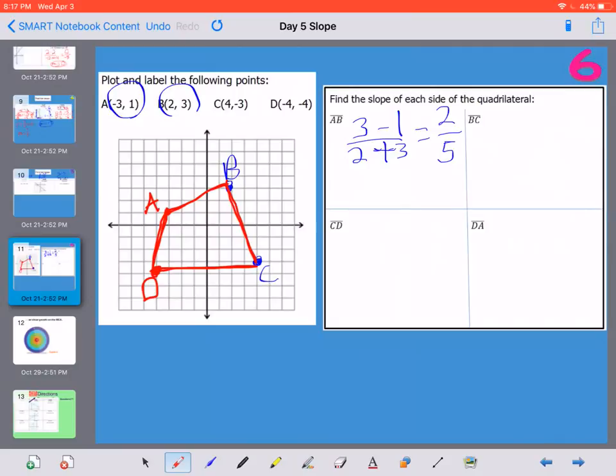BC, C is the second one, so negative 3 is our y2, minus 3 over 4 minus 2. So negative 3 minus 3, that's going to give us a negative 6. 4 minus 2 is 2. We can simplify that to negative 3.